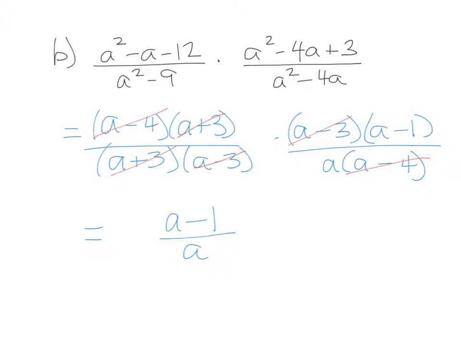Non-permissible values. A cannot equal positive or negative 3, 4, and 0. We need to look at both denominators. So the denominator of the first one, a plus 3, a minus 3, that gives you a positive and negative 3. And the second one, a times a minus 4, that gives you the 0 and the 4.